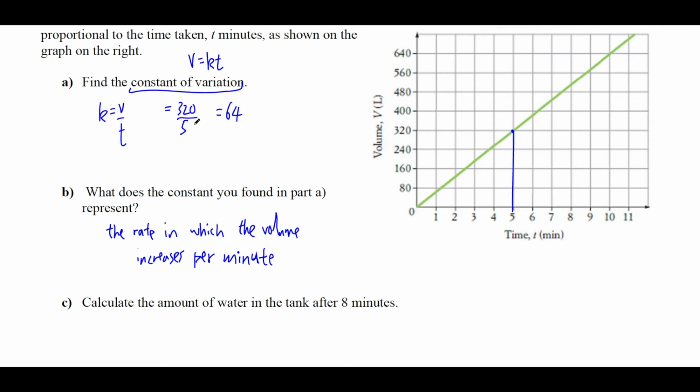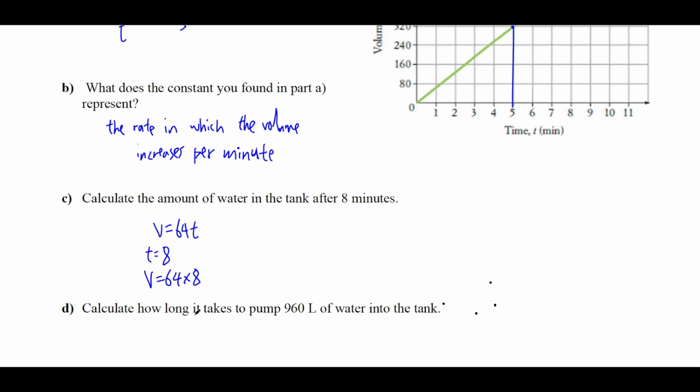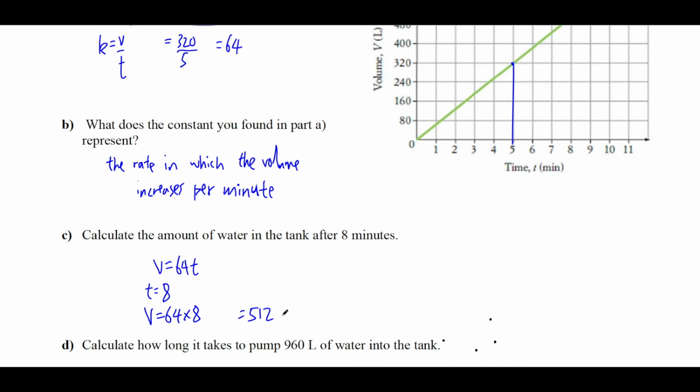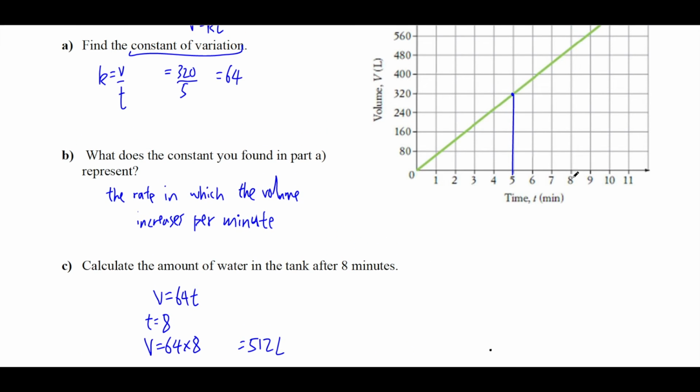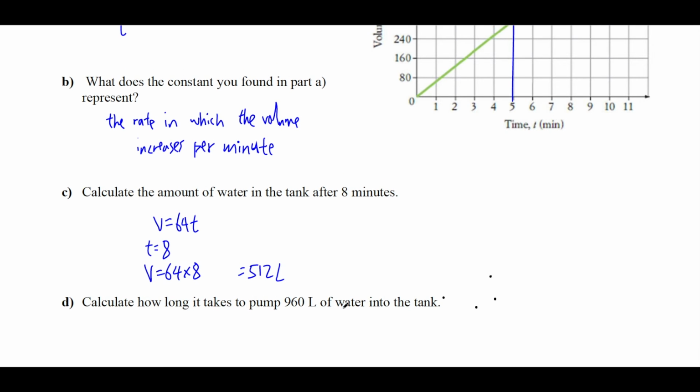So we know that K is equal to 64, right? And V is equal to what? 64 times T. So this is our formula that we worked out. The amount of water in the tank after 8 minutes, so T is equal to 8, right? So then V equals 64 times 8. So this will give us the precise answer. So this is what? 512. And this unit is in liters. Right, so by doing this, we know the exact answer. Now, if you had tried to read it off at 8, would you have known this is 512? Probably not, right?